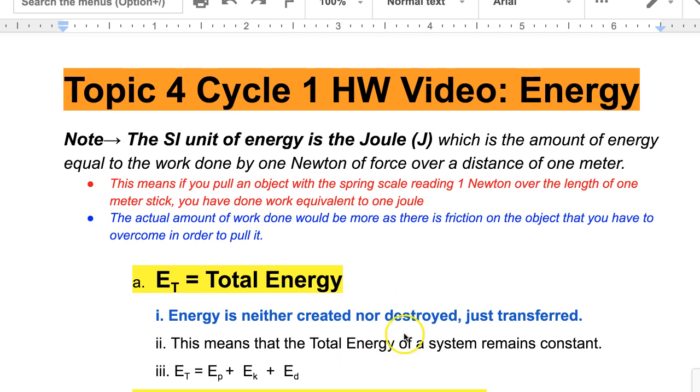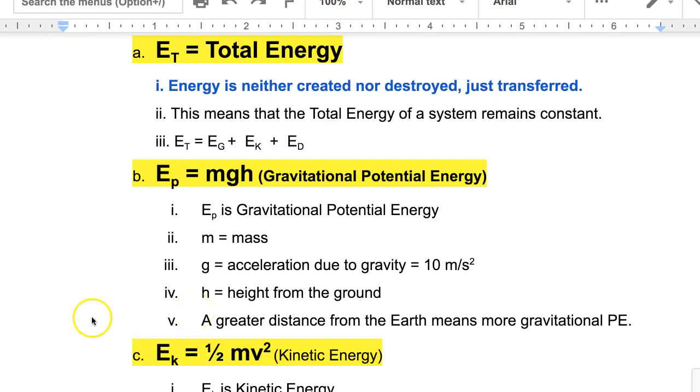So that means the total energy of a system remains constant. So we can find the total energy at one point and determine how it was transferred. So the different types of energy we're going to talk about.